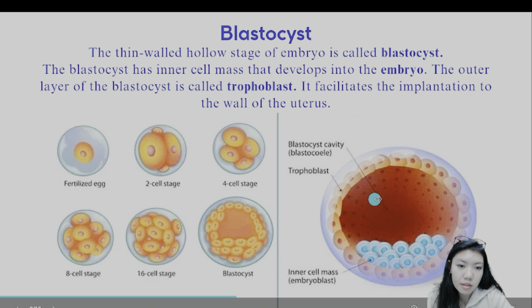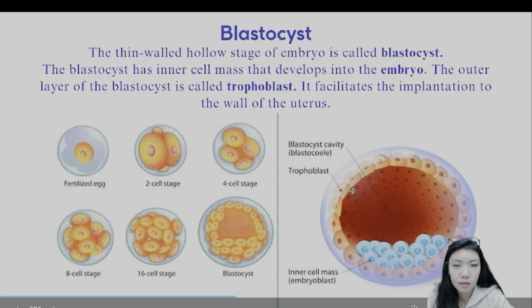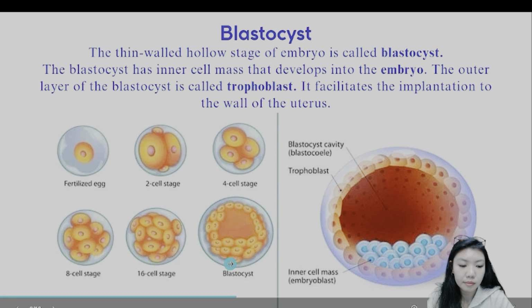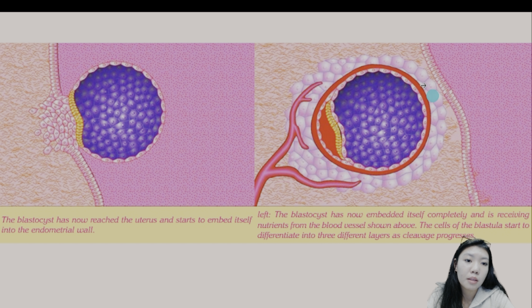Here we can see the cavity, the blastocyst cavity, or as we call it the blastocoel, and we see the outer layer of the blastocyst. We call it the trophoblast. The trophoblast facilitates implantation to the wall of the uterus. Here we can see the stages as I said before. So next, after the blastocyst reaches the uterus, it embeds itself into the endometrial wall. Here is the endometrial wall, as you see from the picture, and here the blastocyst has embedded itself completely and is receiving nutrients from blood vessels.